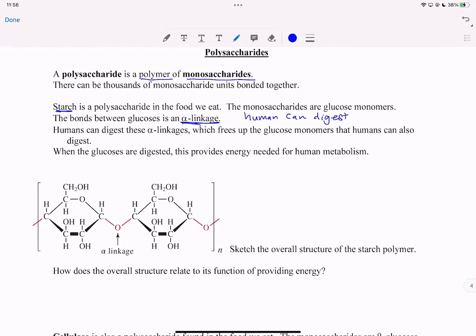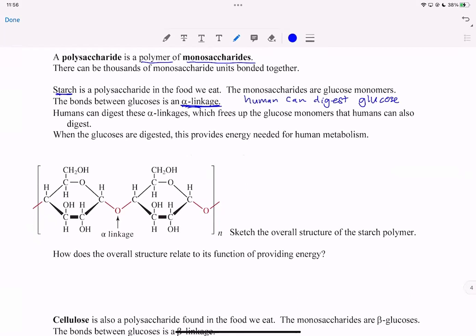That's not an issue. Okay. What humans can digest is also the linkages between those glucoses. So we can digest those alpha linkages. And when you digest this alpha linkage, that bent shape, it frees up those glucoses, and then you can break all those bonds in the glucose, just like with the sucrose molecule, the disaccharide. So that's good. That's why we eat starch.